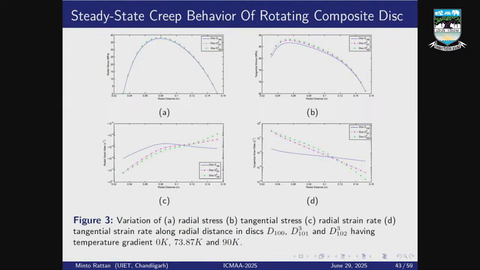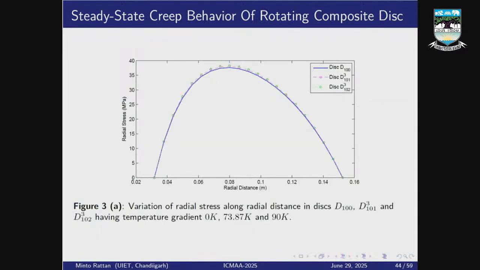And at the outer radius, the strain rate has lowest value for disks with non-uniform profile. With further increased temperature gradient to 0 Kelvin, 73.87 Kelvin and 90 Kelvin for disk with the uniform profile, linear and non-linear profiles, the results again show similar trends as already discussed for figure 1 and figure 2 for radial as well as tangential stresses and strain rates.